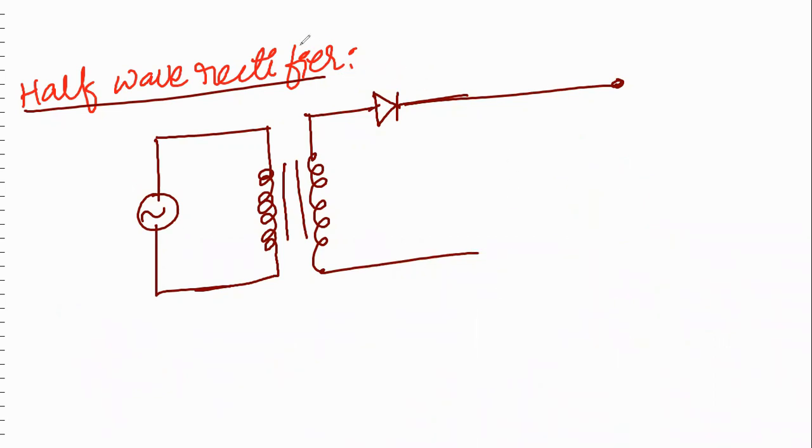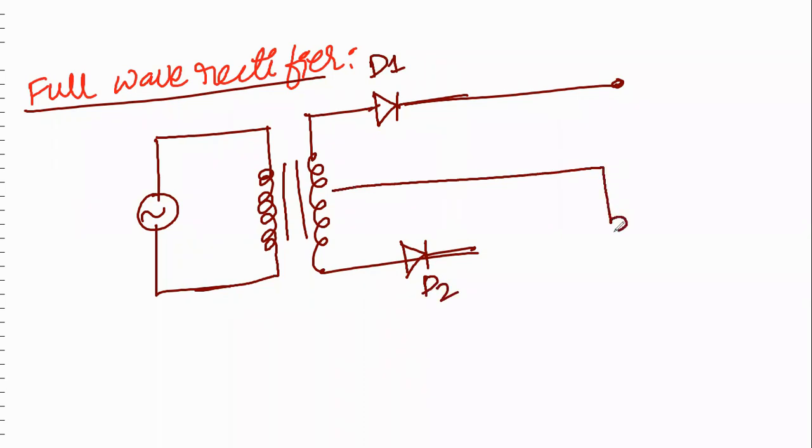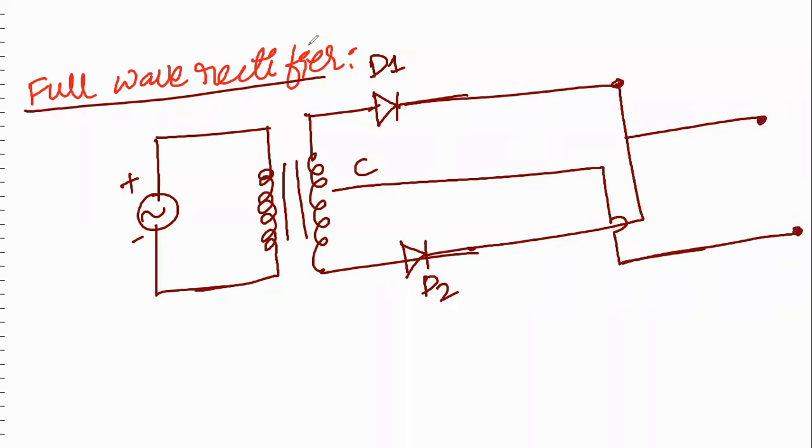That's why they designed one more rectifier called the full wave rectifier. In the full wave rectifier, they have used two diodes, D1 and D2. These D1 and D2 are connected to a central tap type transformer. This is C for central tap. This is a positive half cycle, negative half cycle. Then the output is measured across the load resistance.